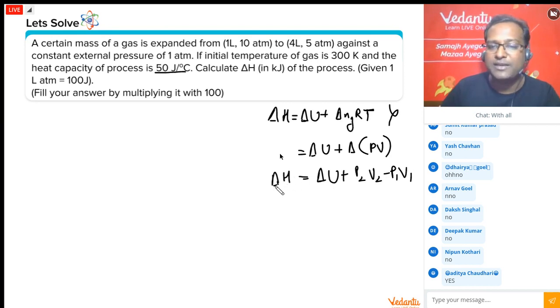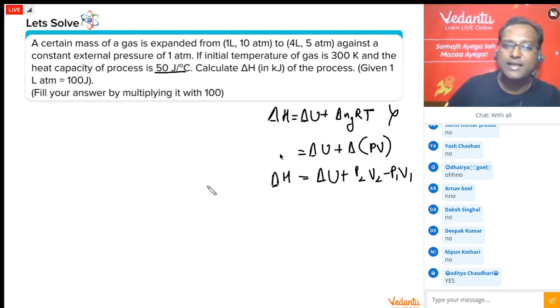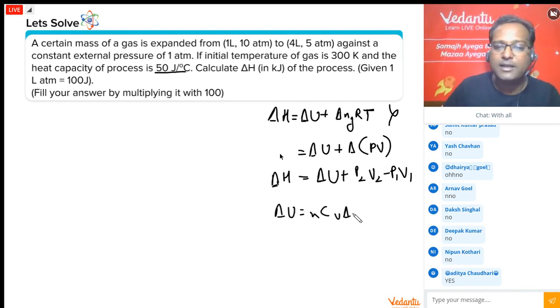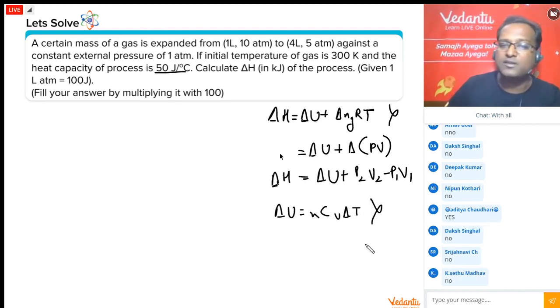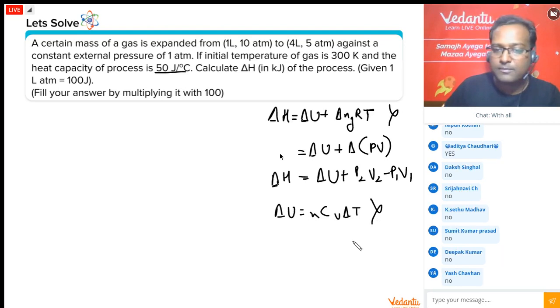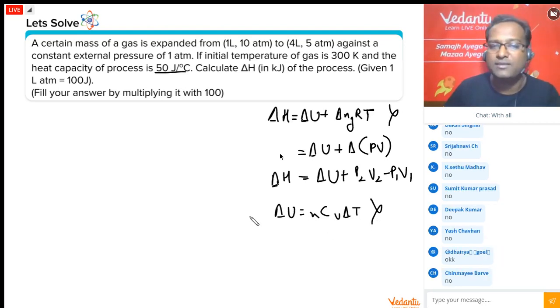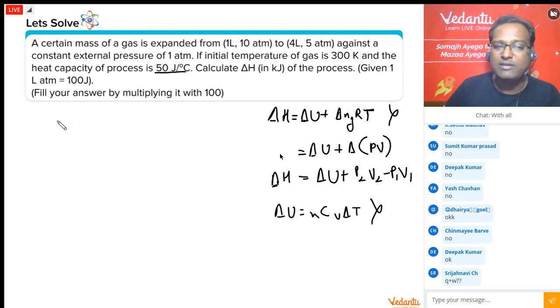Now we know that if I can find delta U, I can find delta H. Sir, you have always said that delta U's universal formula is n Cv delta T. But the problem is, has he mentioned whether the given C is Cv or Cp? No, he has not mentioned. So I cannot end up using this also. The formula is valid, but I cannot use it because I don't know what is given in the question. So I will start off with my basics, that is the first law of thermodynamics.